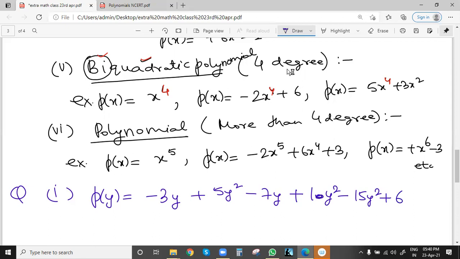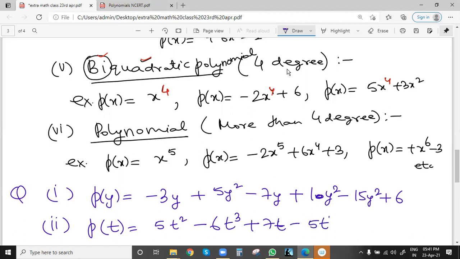Okay, first one. Second question, we can have a polynomial in terms of t also, in any variable basically. So in terms of t it will be p(t). So we can have 5t square minus 6t cube plus 7t minus 5t square minus 7t.